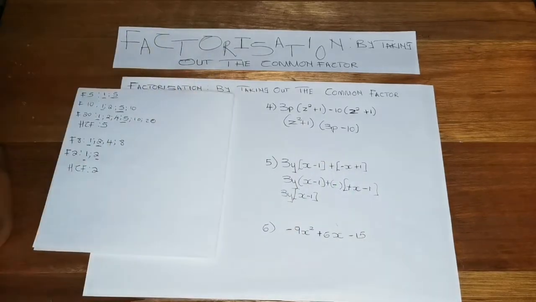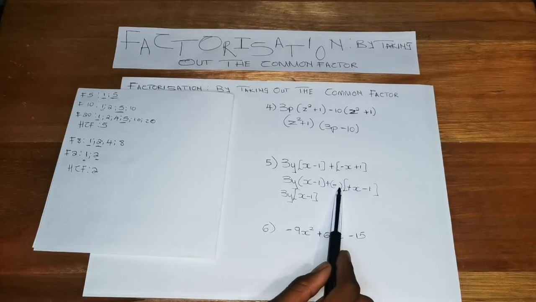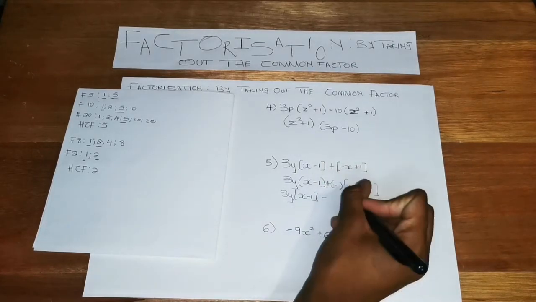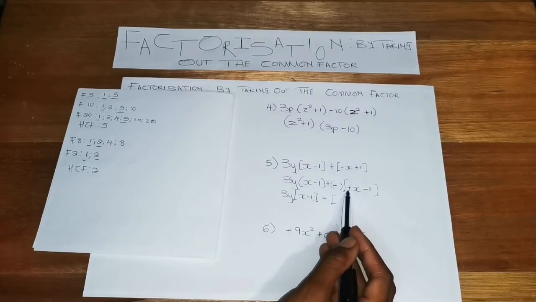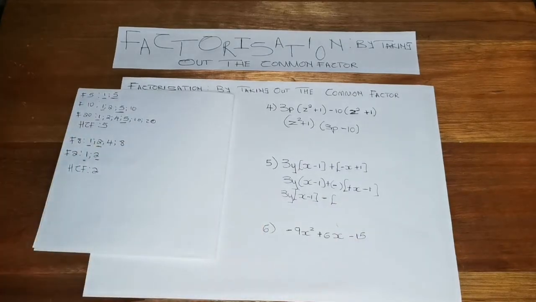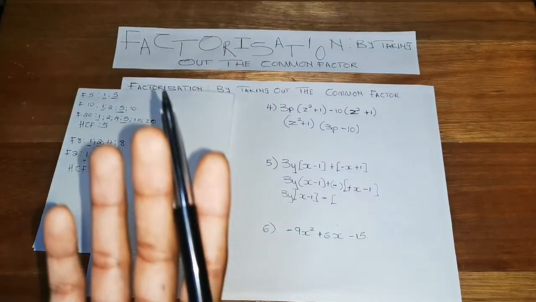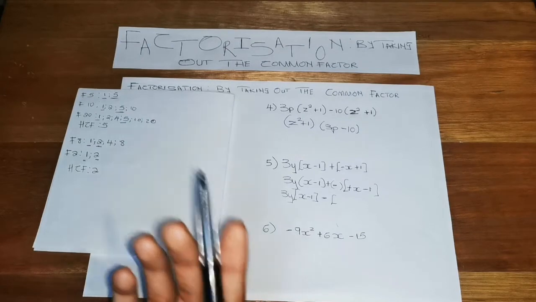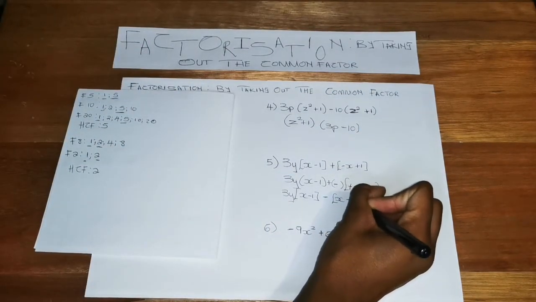Positive times negative. As you have seen in my distributive property video, I've shown you the different types of signs when they multiply each other and what they give you. Positive times negative gives us negative. And in our bracket, it's not really necessary to write this positive sign, because when a variable or a number or a term doesn't have a sign in front of it, we know that it is positive. So we're just going to write our x minus 1.